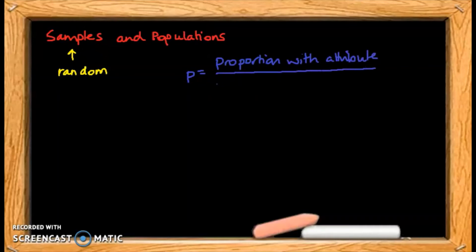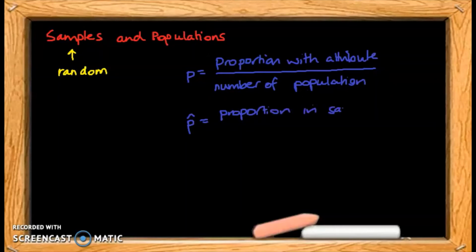divided by the number of the population. That would be P. When we look at the sample, we call that P hat, and that's the proportion with the attribute in the sample divided by the sample size.